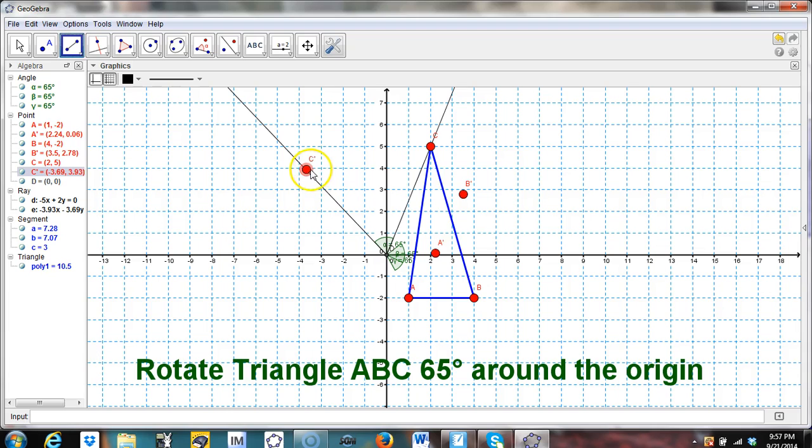So now this must be, here's C prime, B prime, same as BC, right? B prime, A prime, same as BA, and A prime, C prime, there's the same as AC, right? So there's our rotated triangle right here that just rotated around the origin 65 degrees.